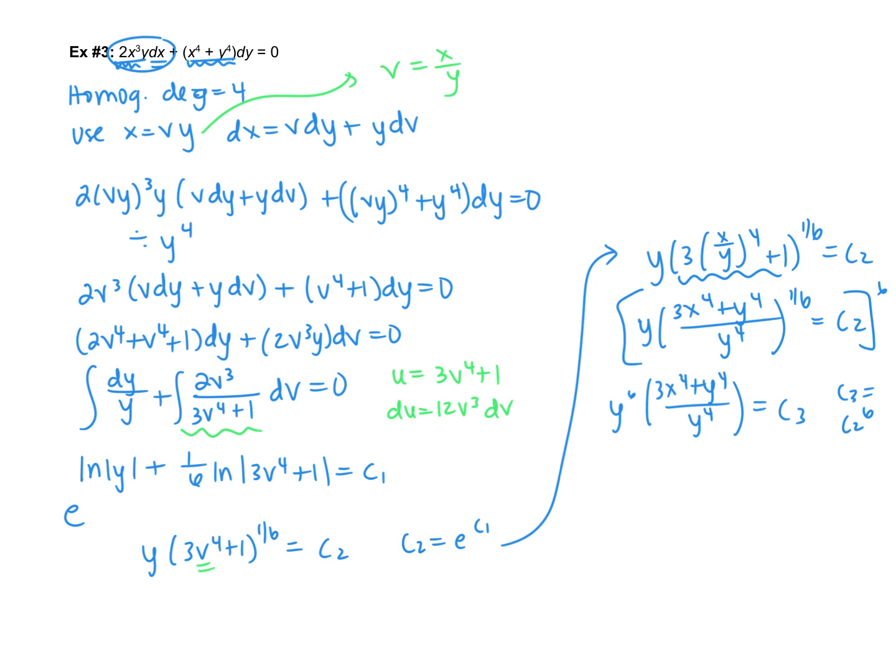And then a little more simplifying, I end up with 3x to the 4th y squared, add y to the 6th is equal to c3. So if you did in fact try this problem on your own, I hope you were successful, or at least that you were on the right track. So that is the first type of substitution.